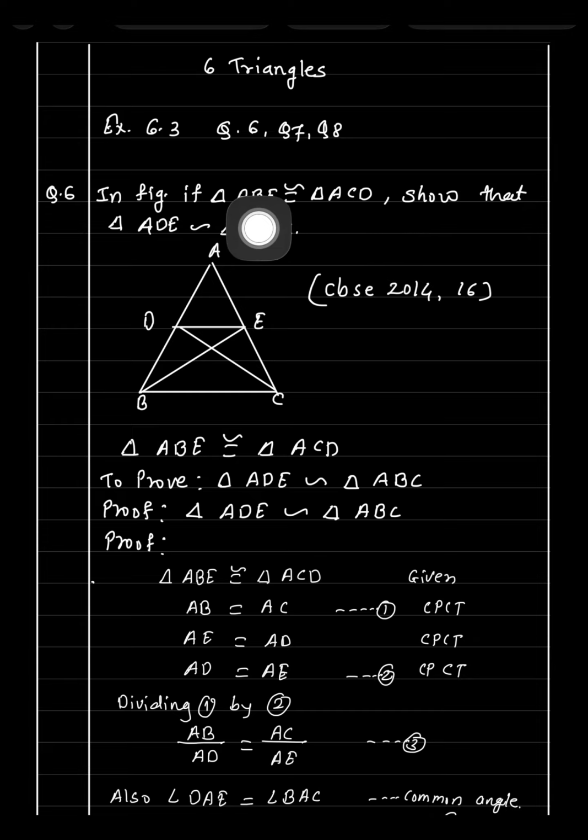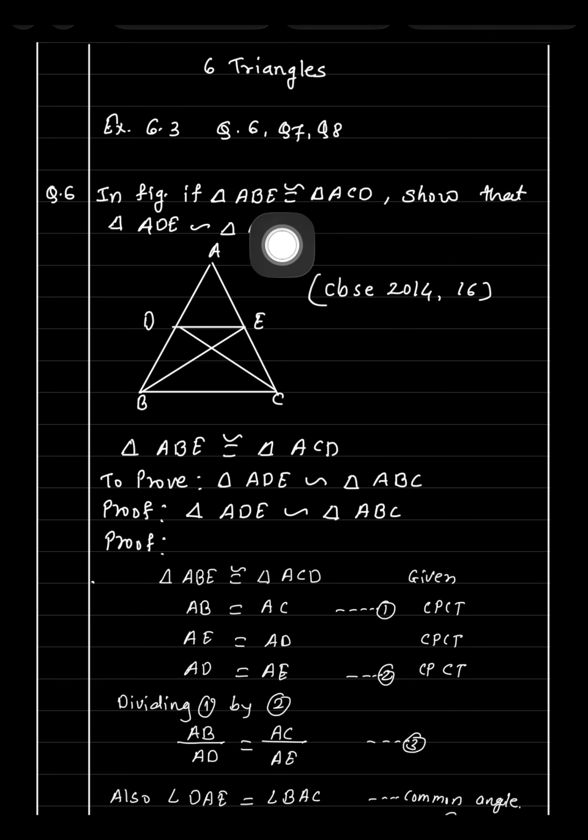Now in this video we'll see exercise 6.3 question number 6, 7 and 8. Question number 6: in the figure, if triangle ABE is congruent to triangle ACD, show that triangle ADE is similar to triangle ABC. Two triangles are given as congruent, and with the help of that we have to show the other one they asked, triangle ADE and triangle ABC, that both are similar.